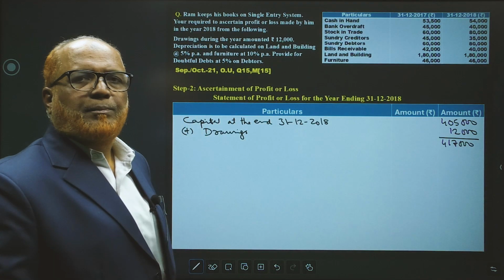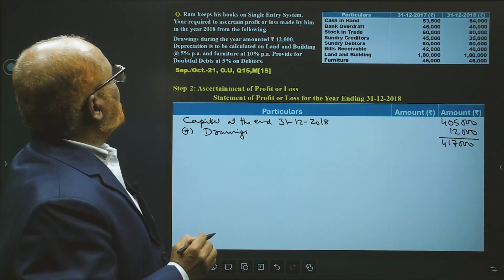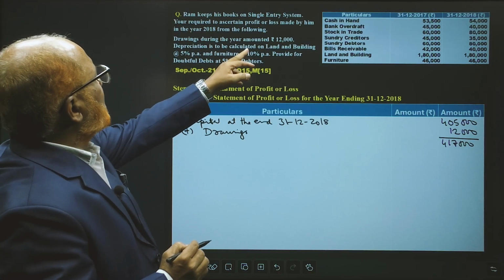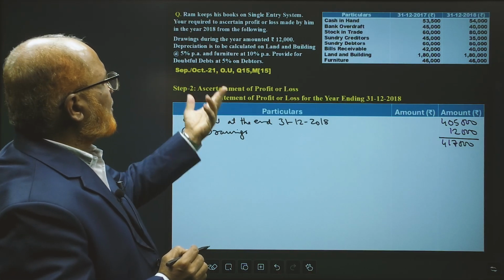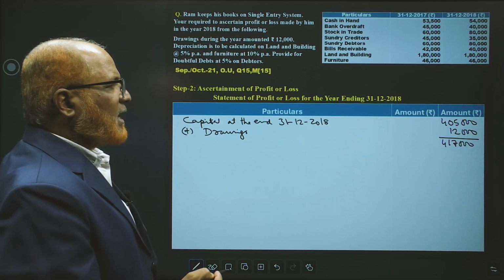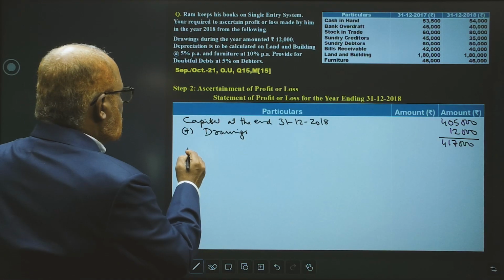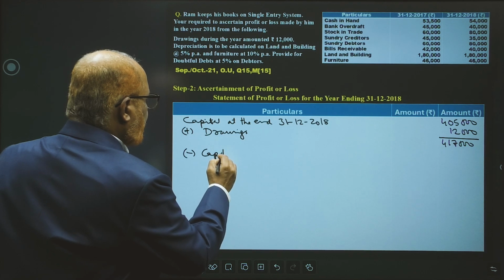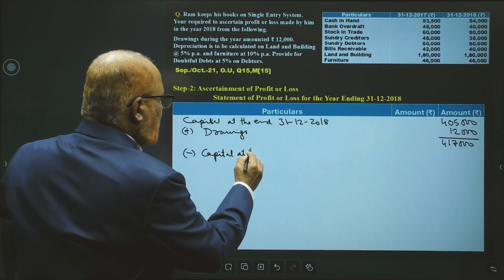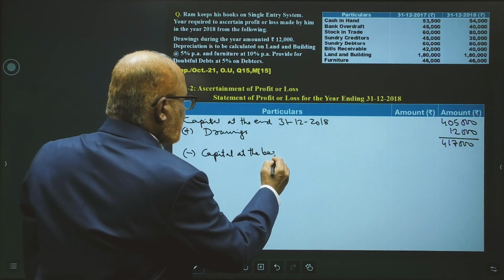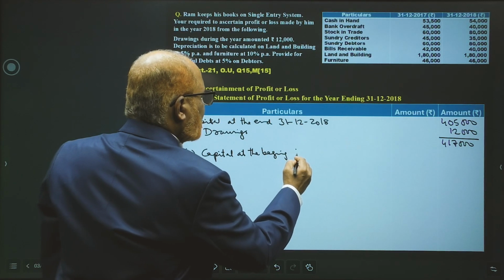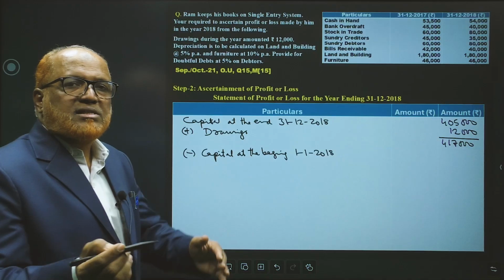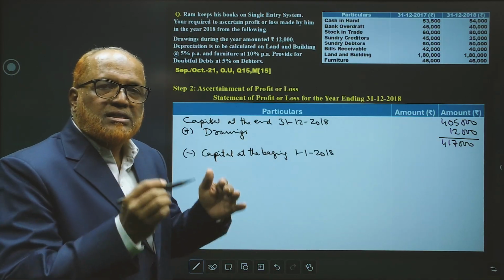From this, subtract any further capital introduced. Is there any further capital introduced? No. Drawings are given, depreciation is given, provision for doubtful debts. No further capital introduced. Now next we have to subtract the capital at the beginning of the year, that is 1st January 2018, or in other words 31st December 2017.